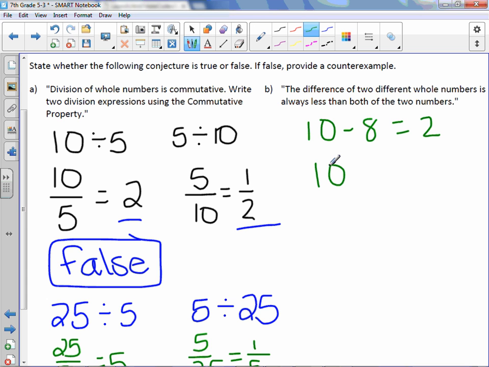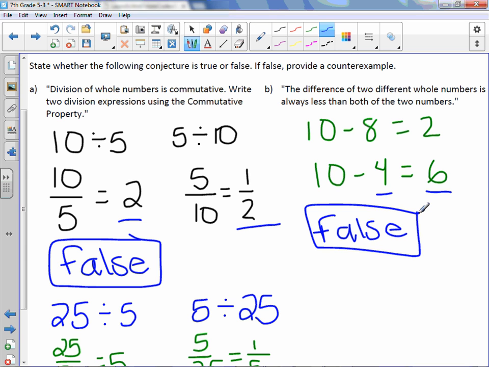Let's do 10 minus 4. Well, 10 minus 4 is 6. But 6 is not less than 4. Therefore, this conjecture is also false, and this one right here is my counterexample, proving it to be false. So the properties that we have seen with addition and multiplication only apply to addition and multiplication. There are no set properties for subtraction or division that work for everything.